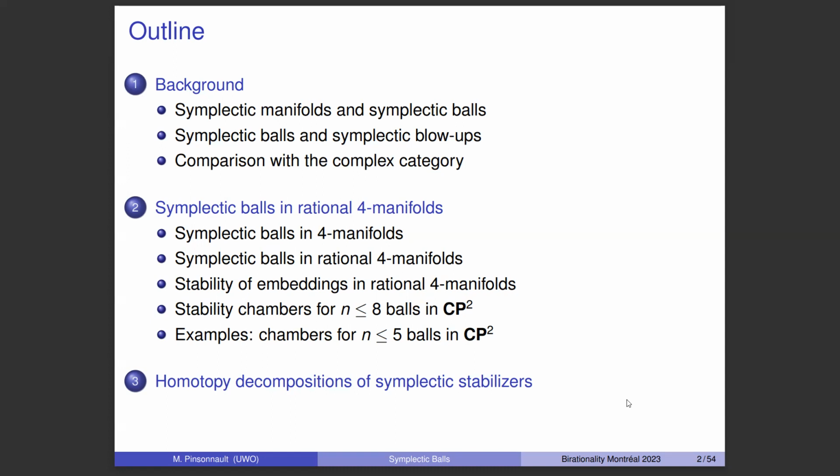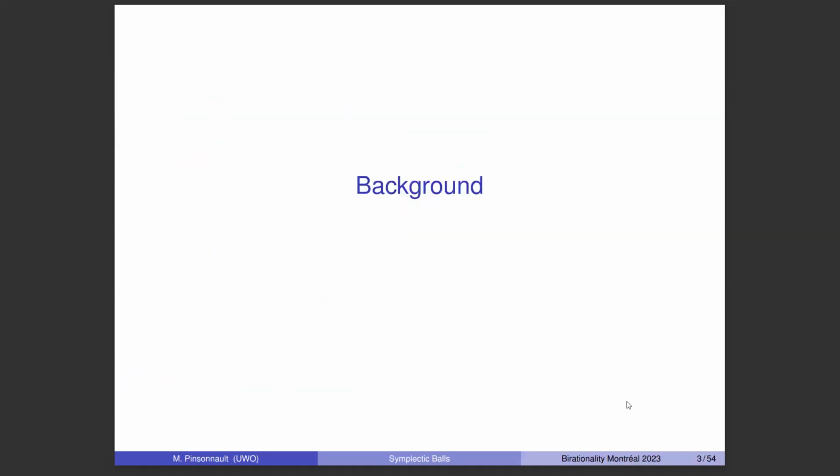And I will give pretty concrete results towards the end of the second section about the embedding space for a small number of balls. And at the end, depending on how much time is left, I will go through how we get these results and what is actually the main idea, which is going through what is called a homotopy decomposition for some symplectic stabilizer. And eventually, if I still have enough time, I will even go under the hood and start looking at very precise questions that we have to solve in order to understand embedding spaces.